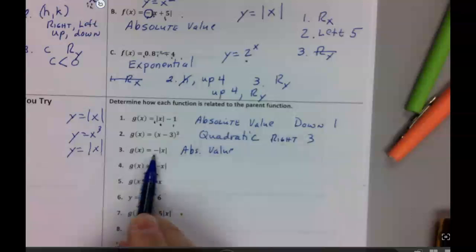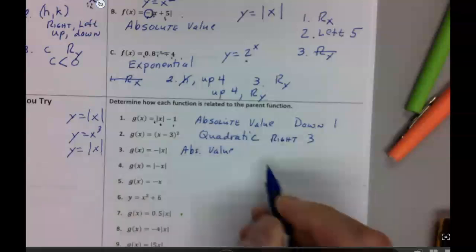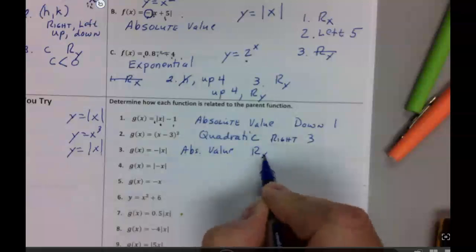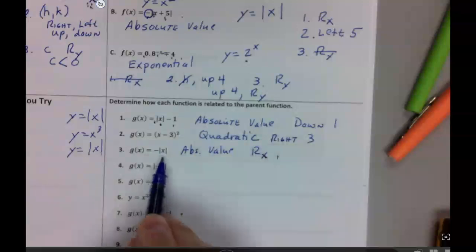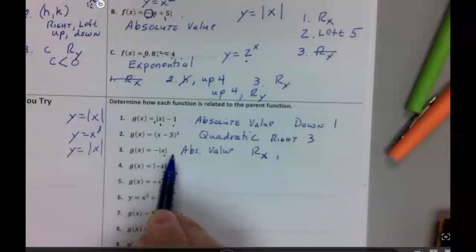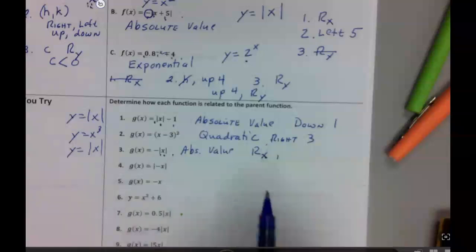Okay, is there a negative in front? Yes. So that means it's reflected across the x. Is there any shifting right or left? No. Is there any shifting up or down? Is there a negative inside with the x? No. So the only thing that happened with him is it reflected across the x-axis. So if it's inside the parentheses of the absolute value, it reflects across the y?